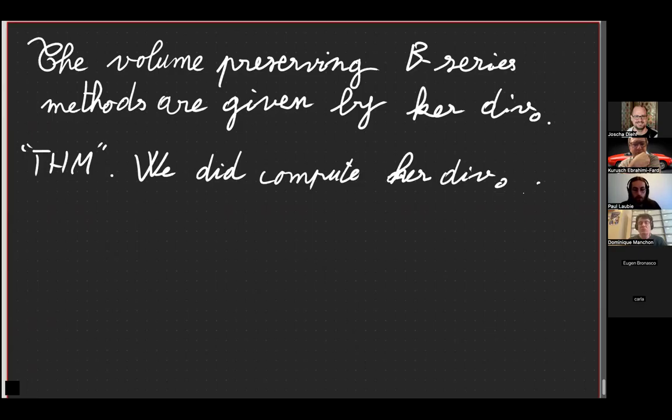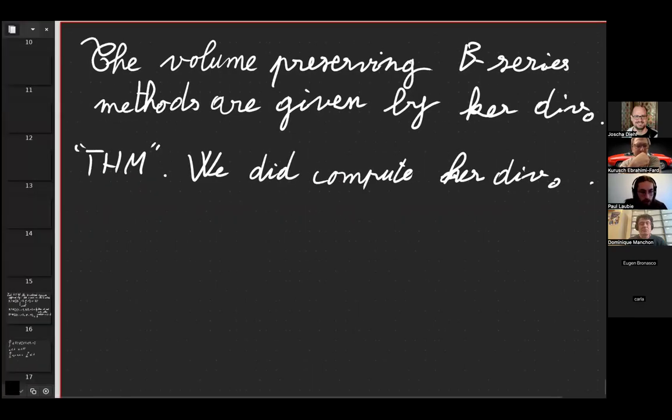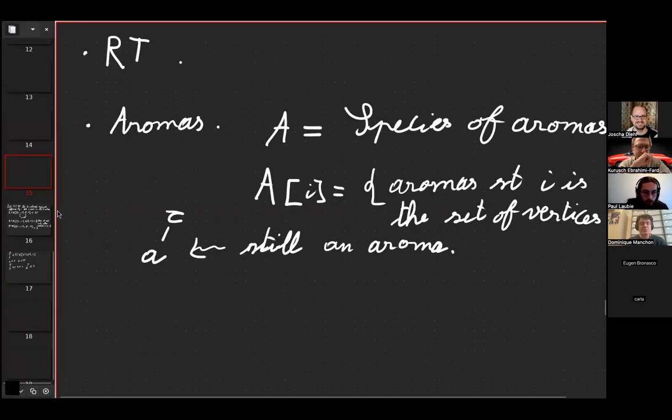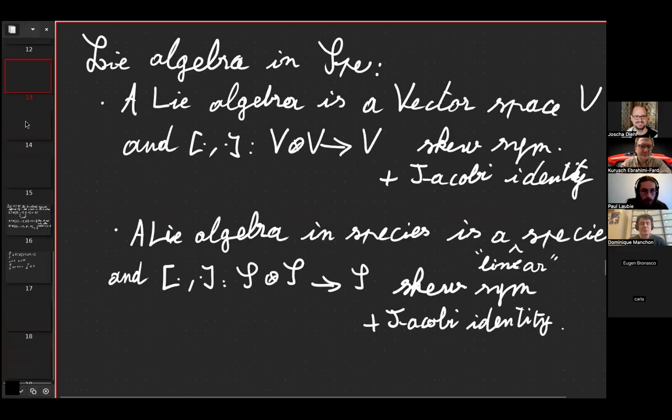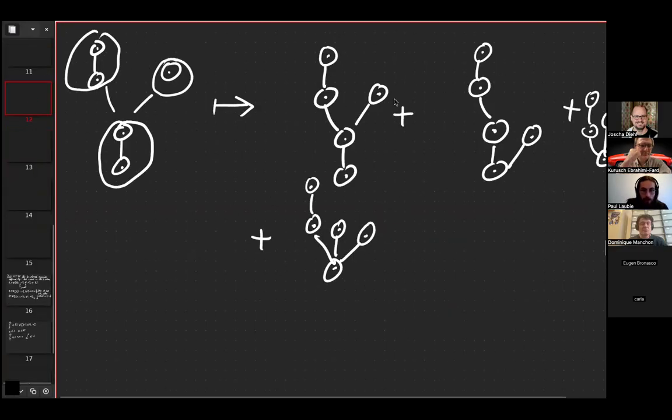So as an example, the composition of B-series is exactly given by the composition of trees that I wrote earlier. So I don't know where I wrote it. Okay, so here, in fact, you recognize the composition of B-series.